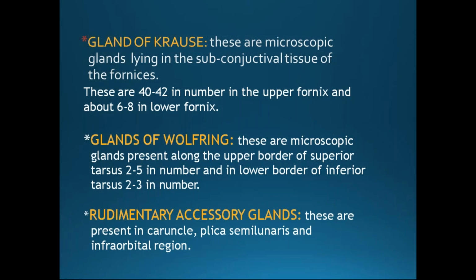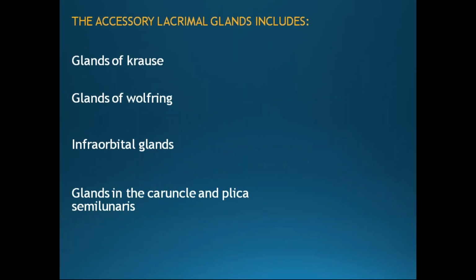There are about 40 glands of Krause in the upper fornix, and 18 in the lower fornix. Glands of Wolfring are about 2 to 5 in number, both upper and lower fornix. They are present above the tarsus. The accessory lacrimal glands are the glands of Krause, glands of Wolfring, intraorbital glands, glands in the caruncle, and plica semilunaris. They are the accessory lacrimal glands.